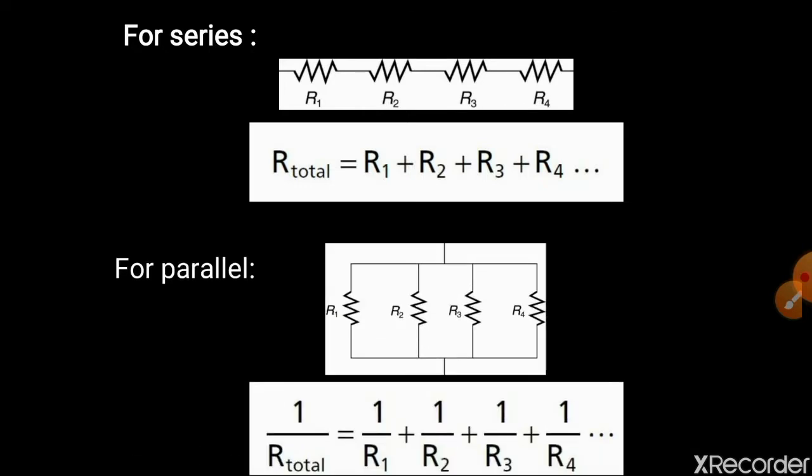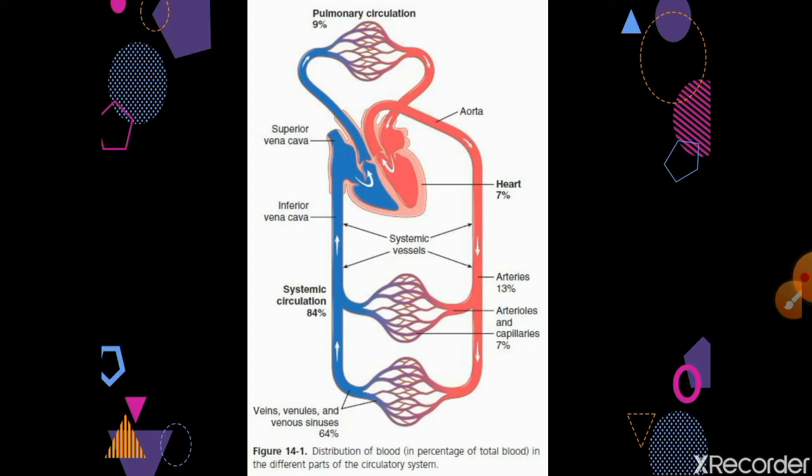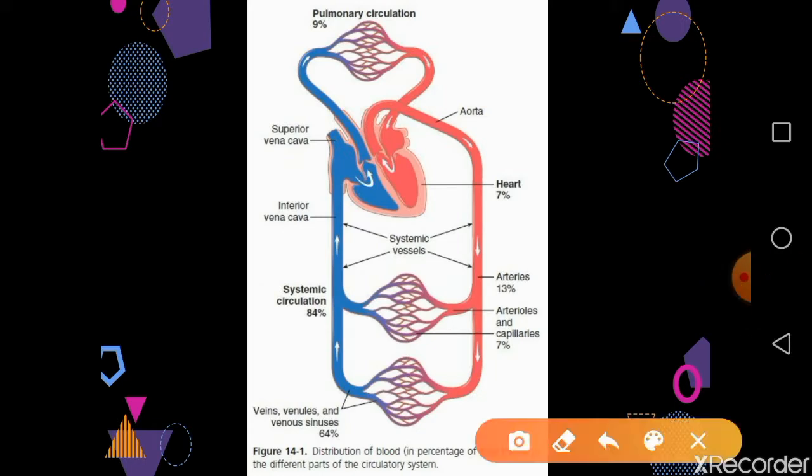Now let's have a look at parallel circuit. In a parallel circuit, the blood vessels are not attached end to end. In fact, they are attached side by side. The example of parallel circuits within our body are the branches of aorta. As you can visualize in this figure, these branches of aorta are arranged in parallel.